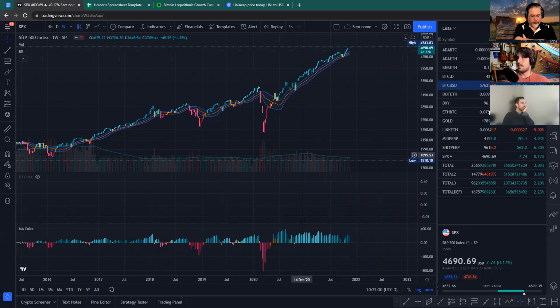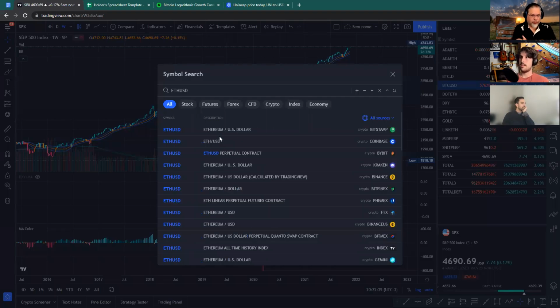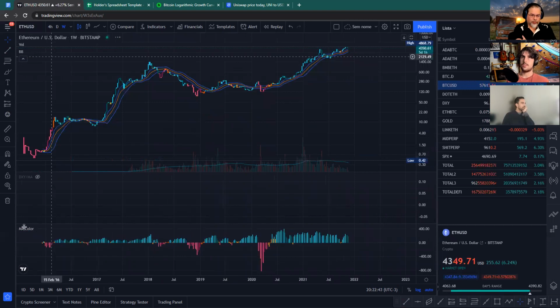Now, one thing that I think is very, very interesting is to see the Ethereum chart and compare it to Bitcoin, above or below the moving average.